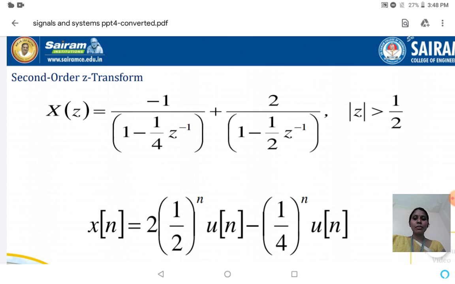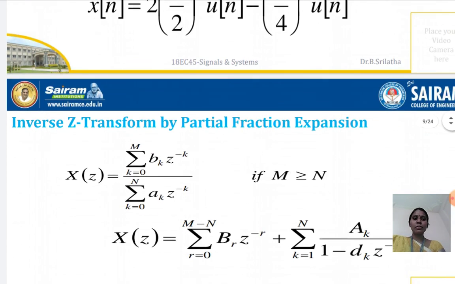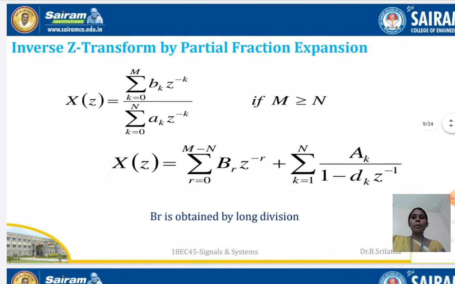This is the inverse Z transform of the given sequence using the partial fraction. This is the simple problem. Now we'll go to a different problem, inverse Z transform by partial fraction expression.